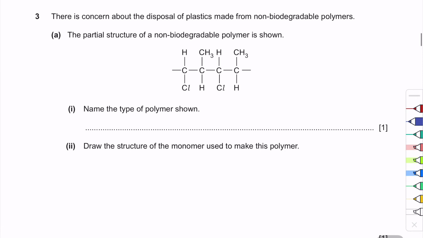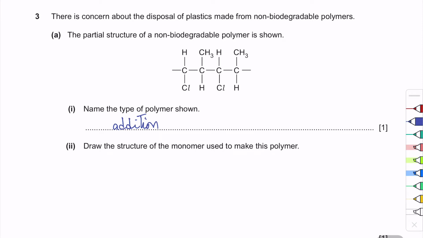There is concern about the disposal of plastic made from non-biodegradable polymers. The partial structure is shown. So this is a non-biodegradable polymer. We know it's an addition polymer, and that's why it's not easy to dispose of.